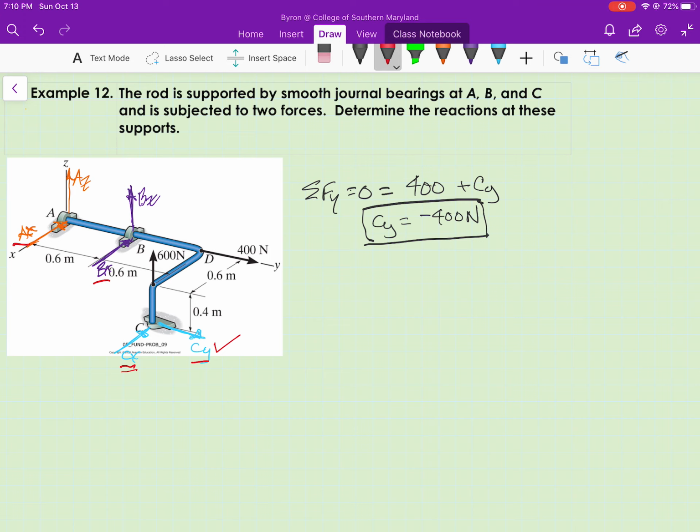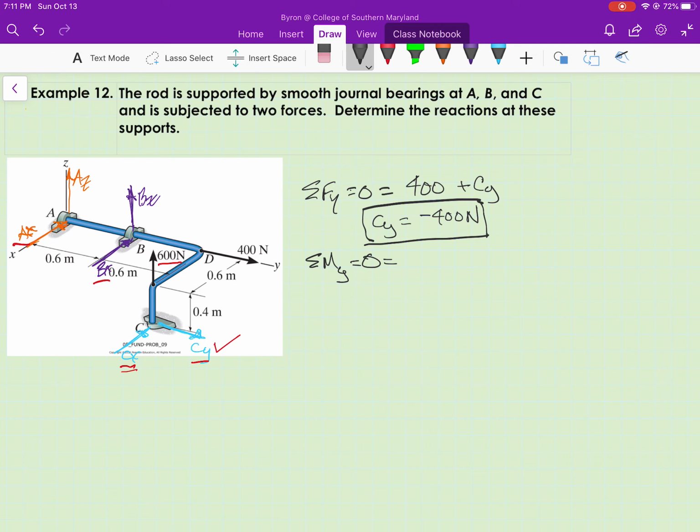So I study the figure some more and decide, what if I sum moments about the y-axis? C sub x is definitely going to create a moment about the y-axis. The only other force on the free body diagram that's going to create a moment about the y-axis is the 600 newton force, shown here.